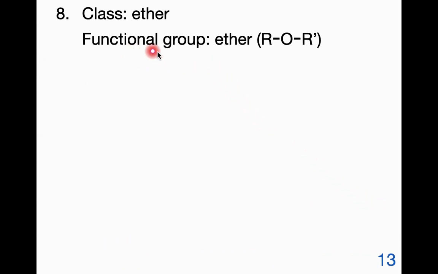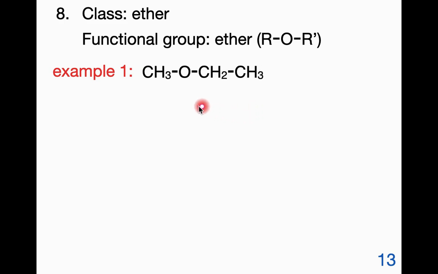Ethers. The functional group is also called ether. This is a case where one of the carbons in the carbon chain has been replaced with an oxygen. So the oxygen has a carbon chain bonded on both sides of it. For example, here you have a methyl on one side and an ethyl on the other side.